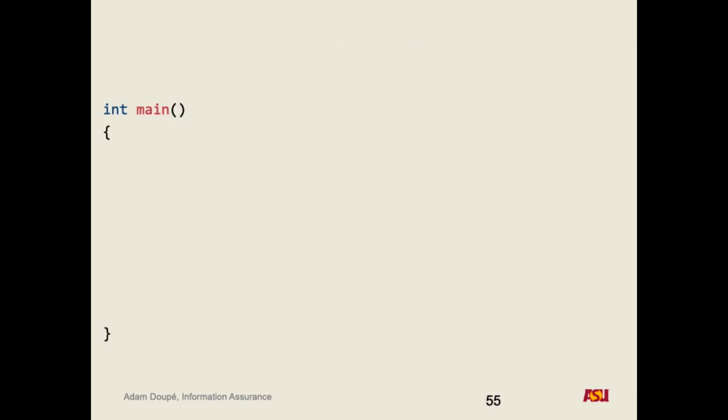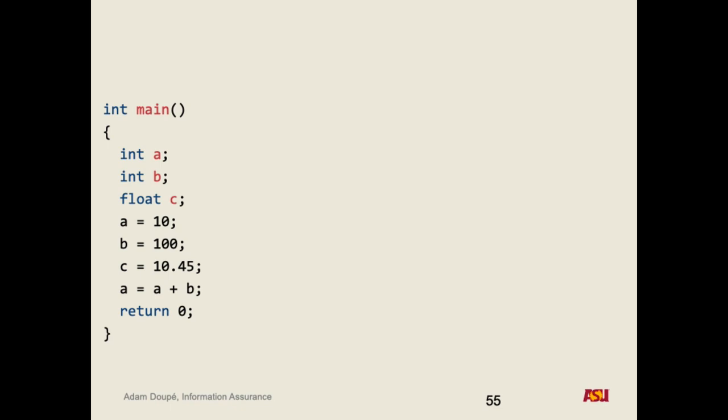So let's look at a C program. So we have int main. We have three local variables, A, B, and C. A and B are ints, C is a float. And then we are going to set A equal to 10, B equal to 100, C equals 10.4, A equals A plus B, and then return 0. So, complicated program? Yeah. No.